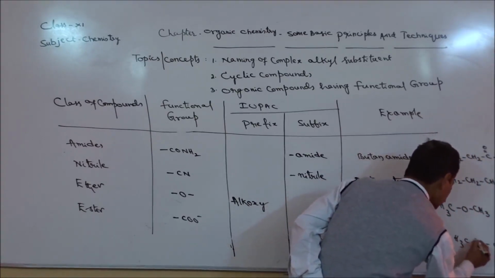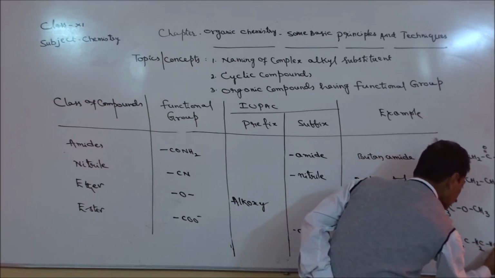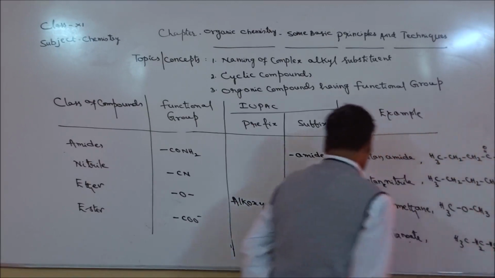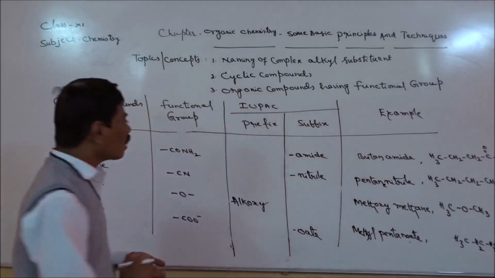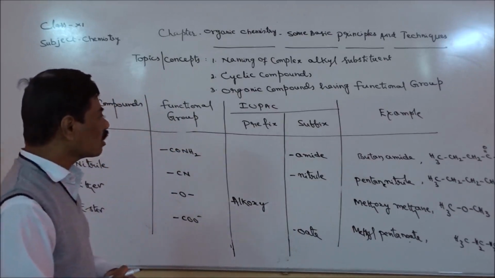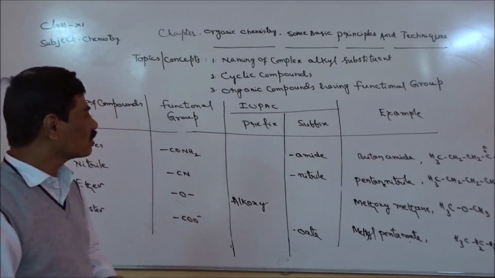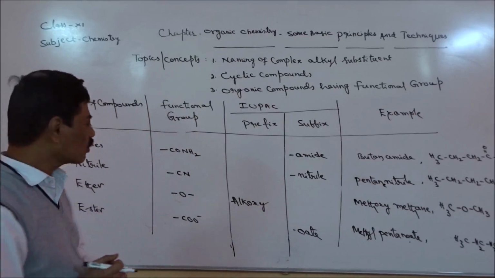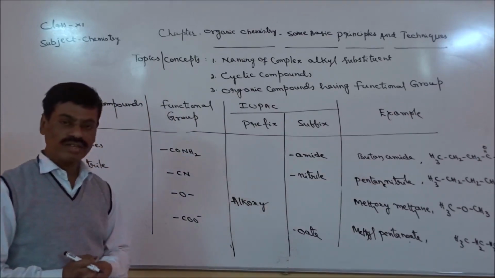CH3, CH2, CH2. So that's about the organic compounds possessing functional groups in them, different functional groups, and how they are named as per IUPAC nomenclature.